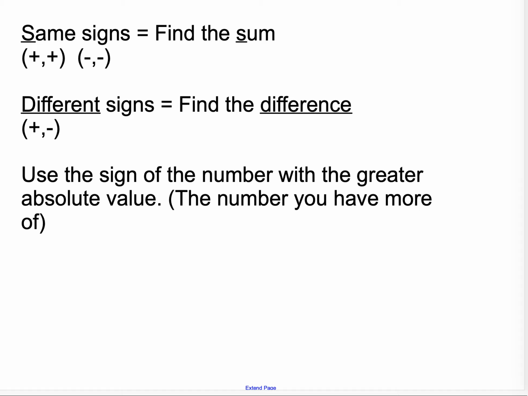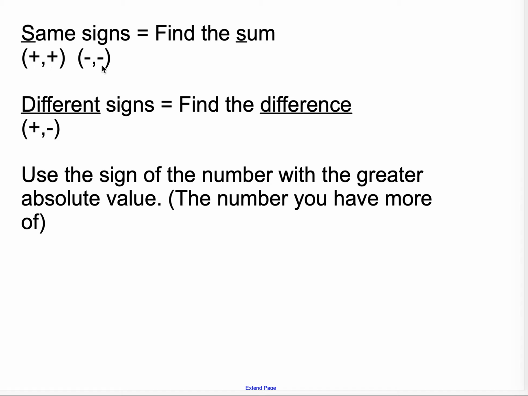We're doing lesson 1.1, adding integers, and we're reviewing what we did. So for our first slide here, this is just a summary of the rules that we talked about in lesson 1.2. When you have the same signs, you're going to find the sum, and the words same and sum both start with an S and they sound very similar. So that's one way you can use to help you remember that. Same signs, find the sum.